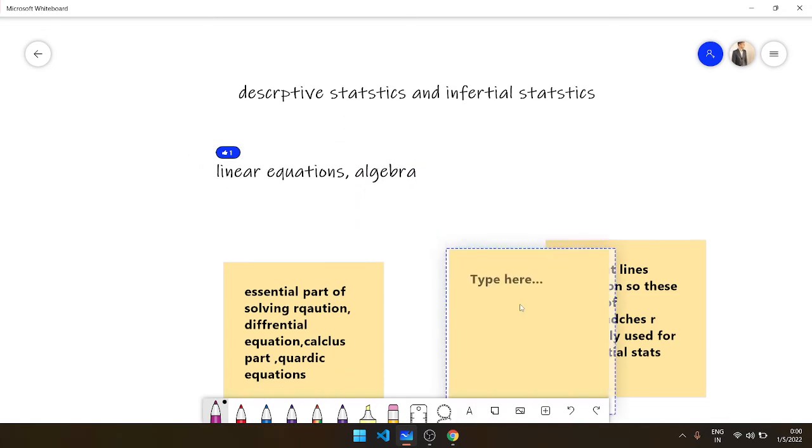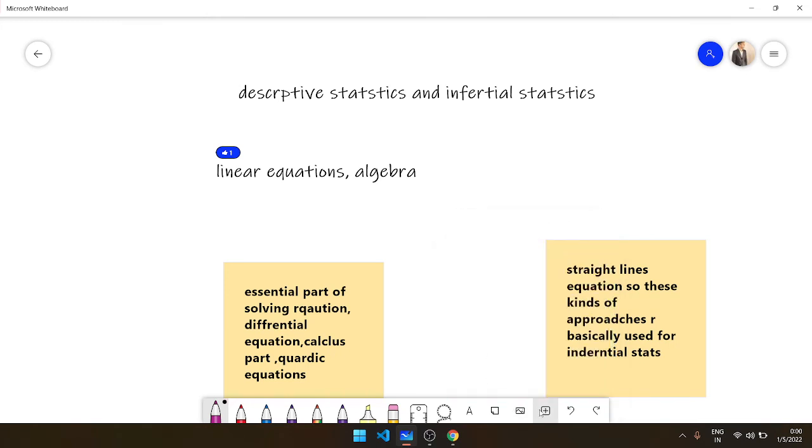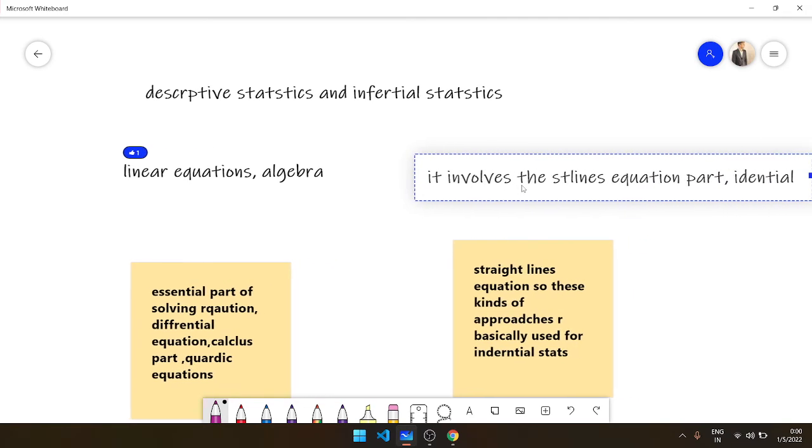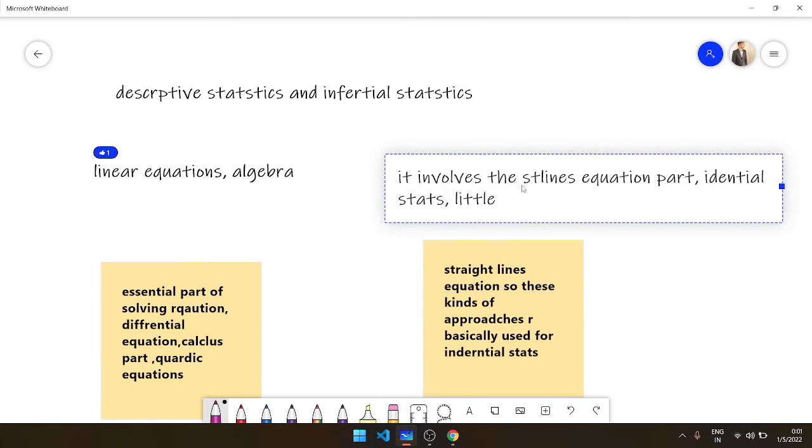Let me explain to you in detail. It mainly involves the straight lines equation part, identical stats, and a little of measurement of central tendency.